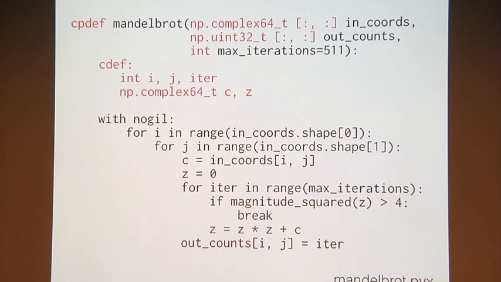So the Python is, if I give it types, it'll turn it into pure C code. I say, okay, I want this to be a C and Python function. That's the cpdef. I give types for my arrays, including the fact that they're 2D arrays: complex values coming in, integer counts going out, and then an integer for the maximum number of iterations. And I also give some types for the internal variables that I'm going to use. With that, that's enough that I can assert this with no GIL.